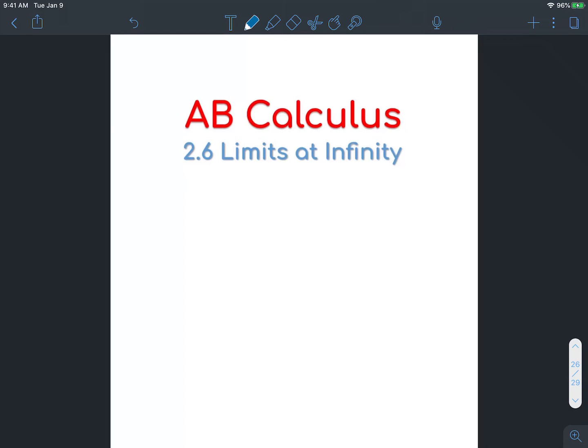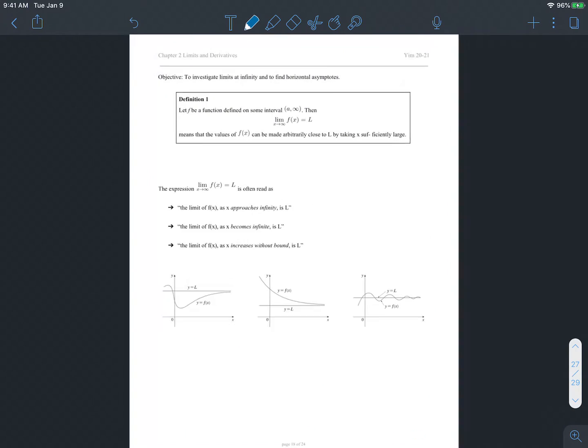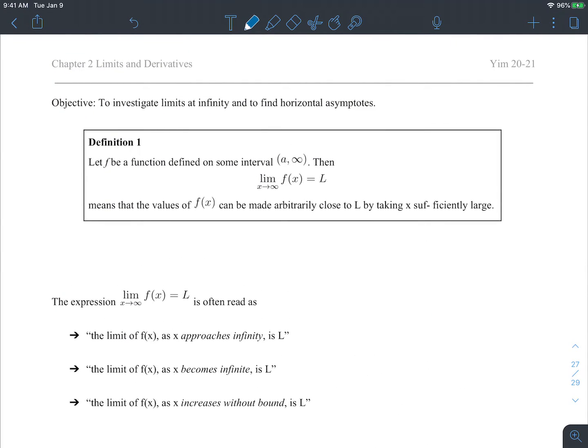AB Calculus 2.6, Limits at Infinity. Alright guys, today's objective is to investigate limits at infinity to find horizontal asymptotes. So this is a very intuitive definition, right?